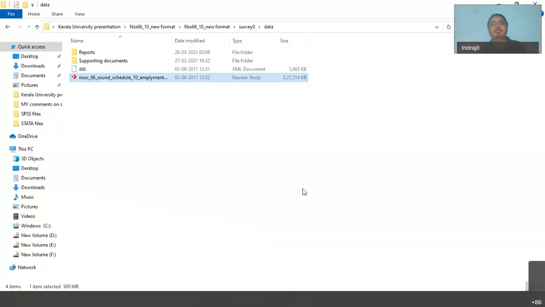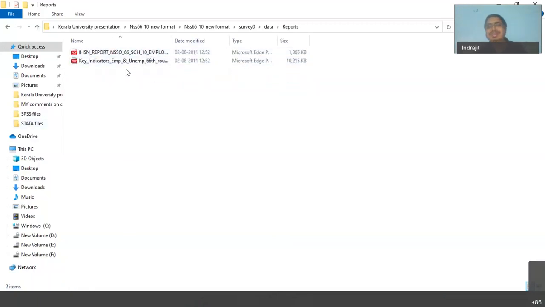This folder, in addition to this NSSO software, has reports and supporting documents. Here, reports means that using the data itself, NSSO comes up with some macro estimation and inferences. It is about 120 pages of reports. If you click on the report, you will get to know about the macro figures.